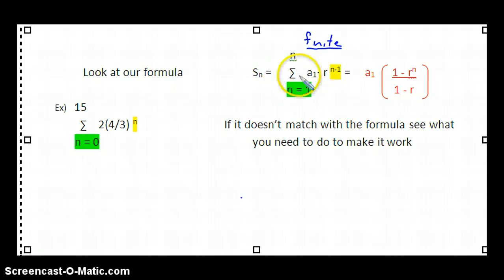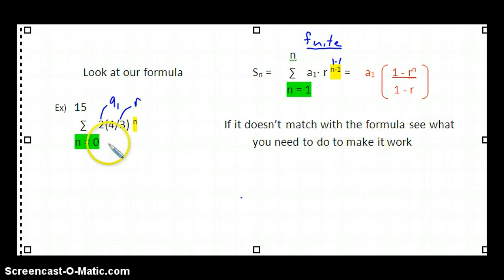But I want you to recognize that our formula says that we should have our a sub 1 term here, and then this would be our r term, but then it has to have an n minus 1, and this has an n, and it has to start at an n of 1. You know, this starts at a 0. So if you were to plug a 1 into here, and I do 1 minus 1, I get an exponent of 0. So when I use this formula here and I plug in a 0 here, I'm going to start this off with an n raised to the 0 power, so it's going to be the same. So this says if it doesn't match with the formula, see what you need to do to make it work.